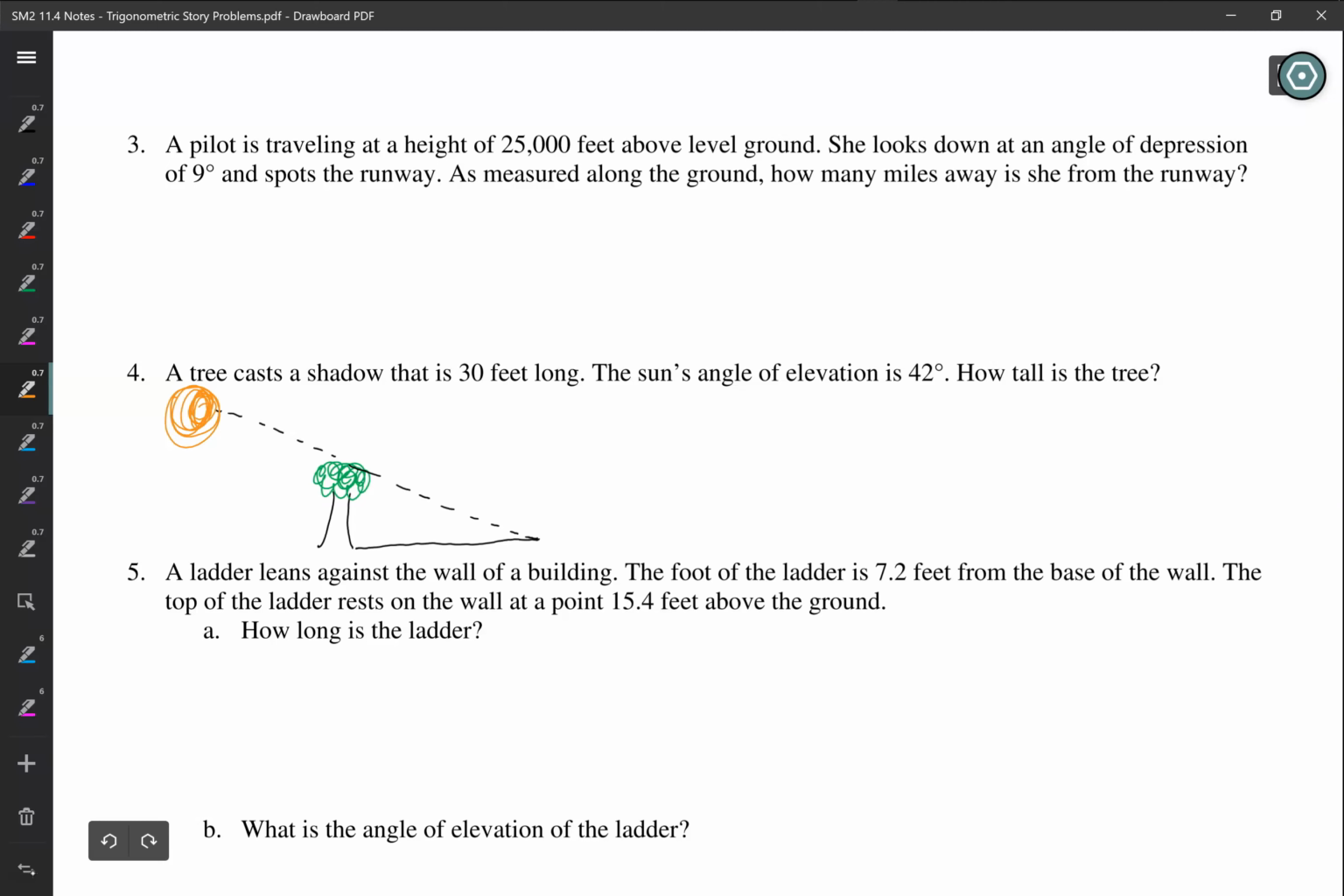The sun is going to come down, be shooting off rays like this, and it's going to hit the top of the tree, just glance off the top of the tree and come down and hit the tip of the shadow. So the sun's angle of elevation will be the same as the angle of elevation from the tip of the shadow to the top of the tree. Like that. Now the tree's shadow is 30 feet long. And you want to know how tall the tree is.